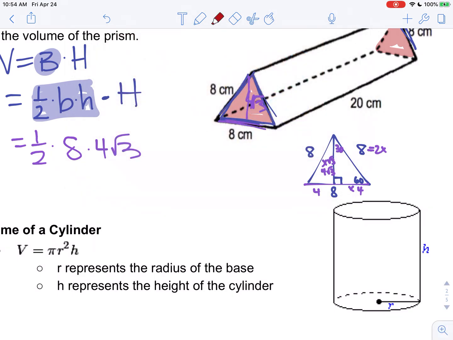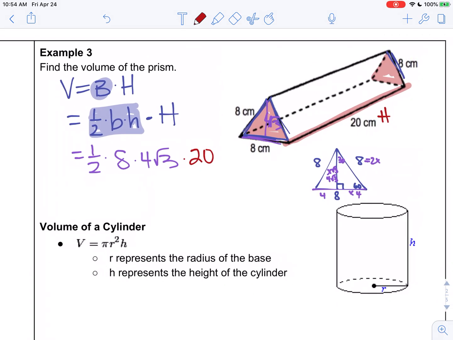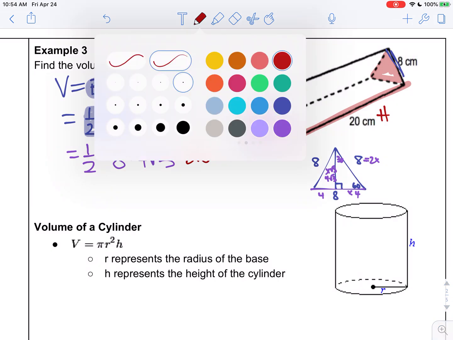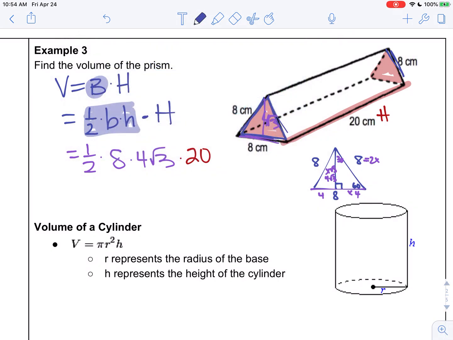Now I also have to plug in the height of the prism. So my big H is going to be 20, the side that joins together the two parallel bases. All right, I'm going to show you how to do this in 2 different ways, one as an exact answer and one as an approximate answer.